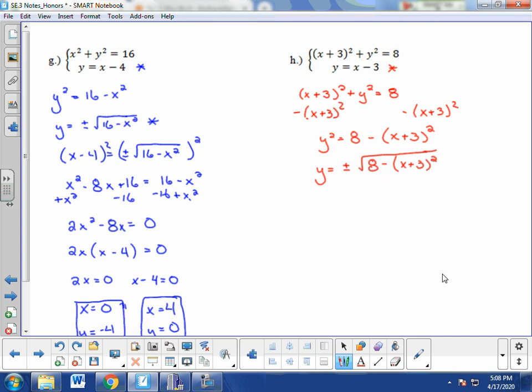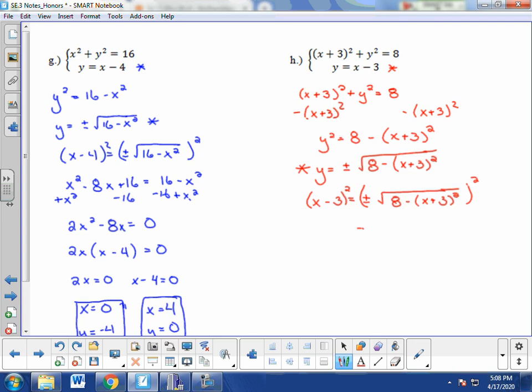Now I have two things set equal to y. Here's one, and there's that other one at the top. So we can set them equal to one another. x minus 3 equals plus or minus the square root of 8 minus the quantity x plus 3 squared. To get rid of the square root, again, we do have to square both sides. Remember, the plus or minus basically goes with the square root.